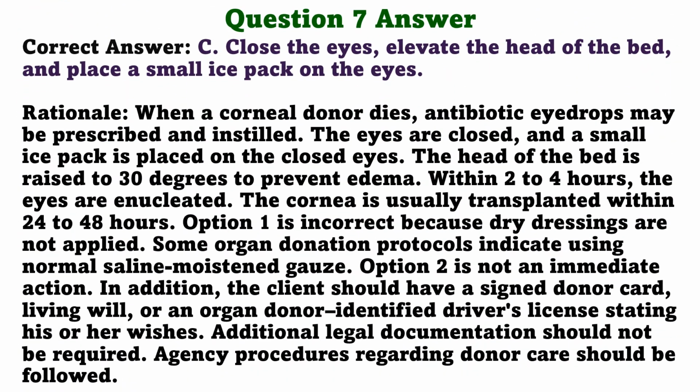The correct answer is C. Close the eyes, elevate the head of the bed, and place a small ice pack on the eyes. Rationale: when a corneal donor dies, antibiotic eye drops may be prescribed and instilled. The eyes are closed and a small ice pack is placed on the closed eyes. The head of the bed is raised to 30 degrees to prevent edema. Within 2 to 4 hours, the eyes are enucleated. The cornea is usually transplanted within 24 to 48 hours.